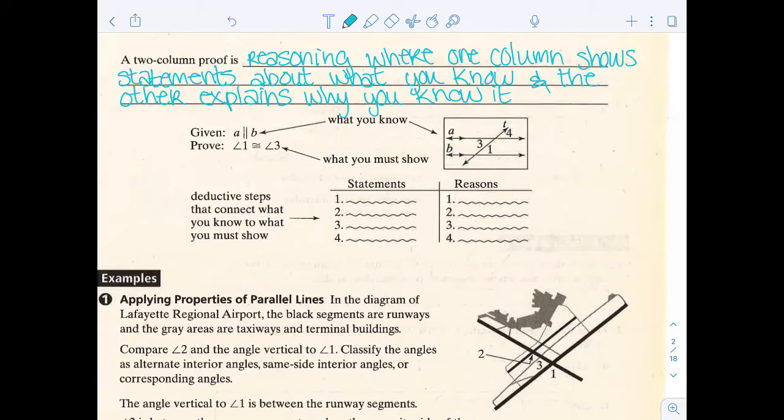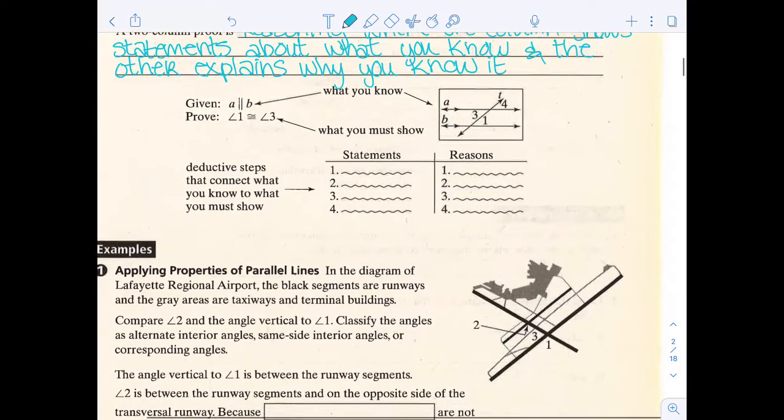Okay. So then in the picture, it kind of gives you a description. They say, hey, line A is parallel to B. We want to prove that 1 and 3 are congruent. So we're going to say, okay, I know this because of this theorem, I know this because of this theorem, and so on until you've proven that for sure you know that's true.